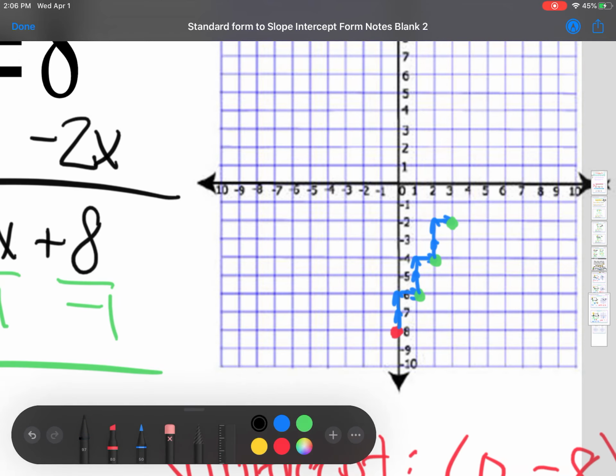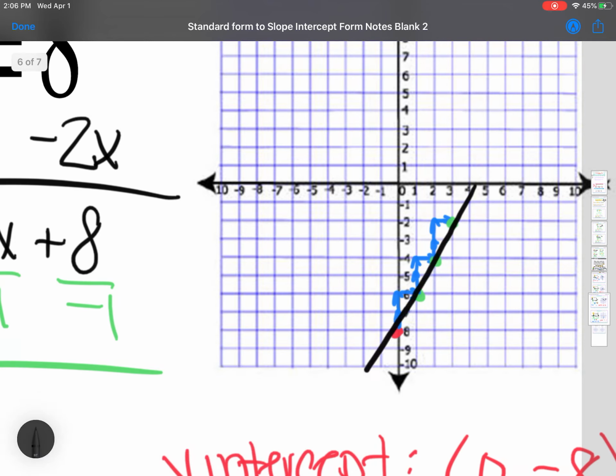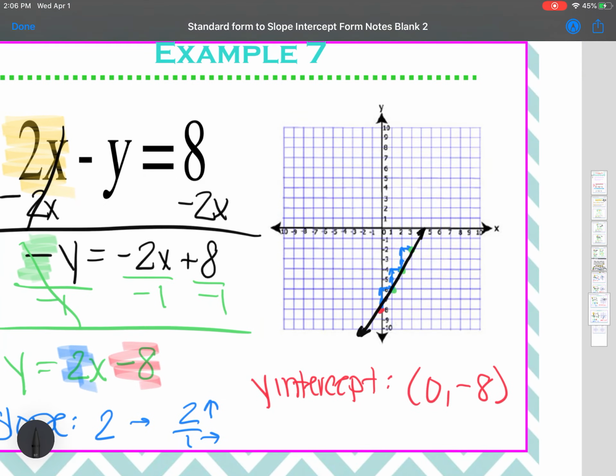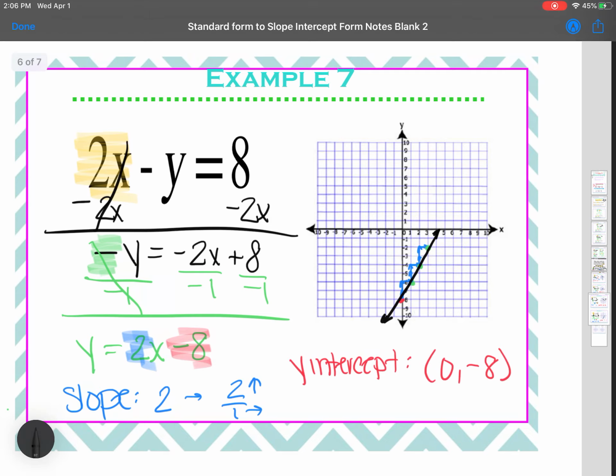I'm going to draw a line between them. And my original equation that I'm going to label this with is 2x minus y equals 8. All right.